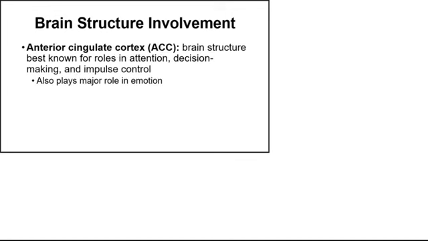Okay, and then the last area that I wanted to talk about here is our anterior cingulate cortex, our ACC. And we're going to talk about this ACC quite a bit more as we kind of move forward. But just to get us oriented here, this is a brain structure specifically known for a role in attention, decision-making, and impulse control. So that's how we've mainly studied it. So especially in terms of, if you think about it, decision-making and impulse control would definitely make you think about, say, gambling.